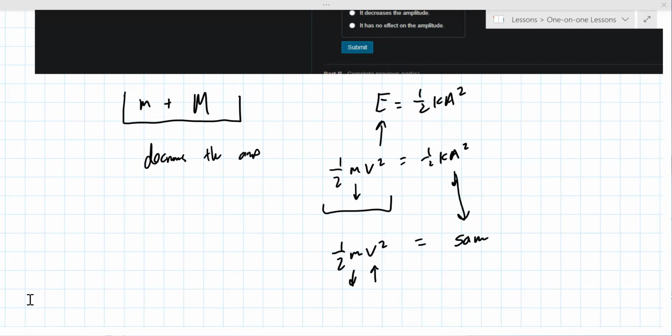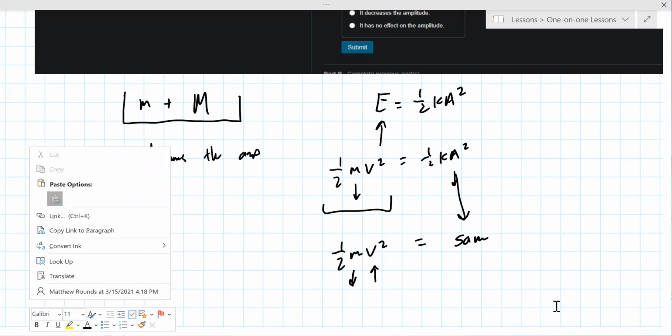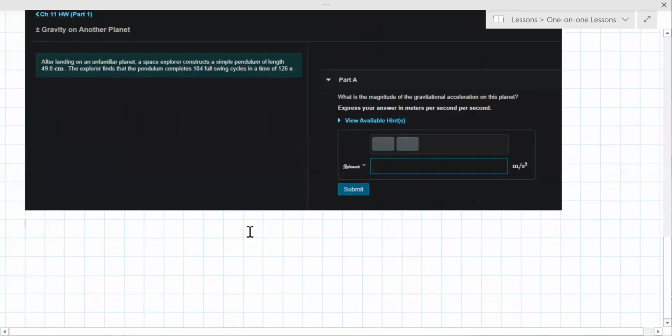Okay, so I'm snipping it in here. After landing on an unfamiliar planet, a space explorer constructs a simple pendulum of length, and then four full swings. Okay, so there's some formula for length of a pendulum and period and a bunch of things like that. Let me see if I can find it.